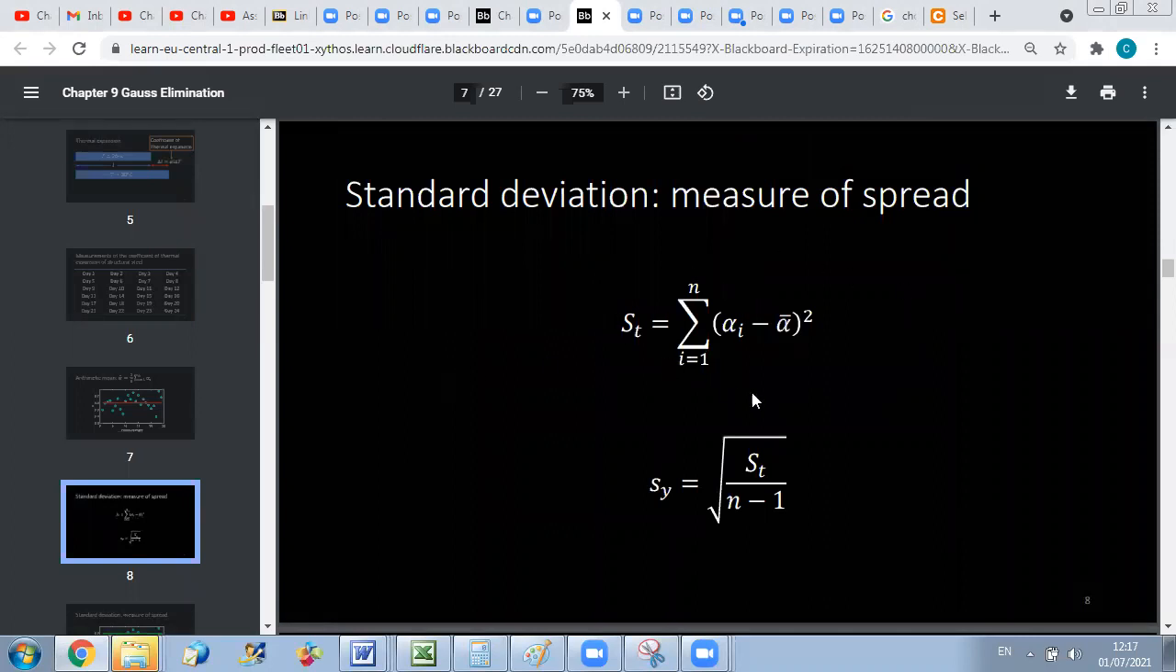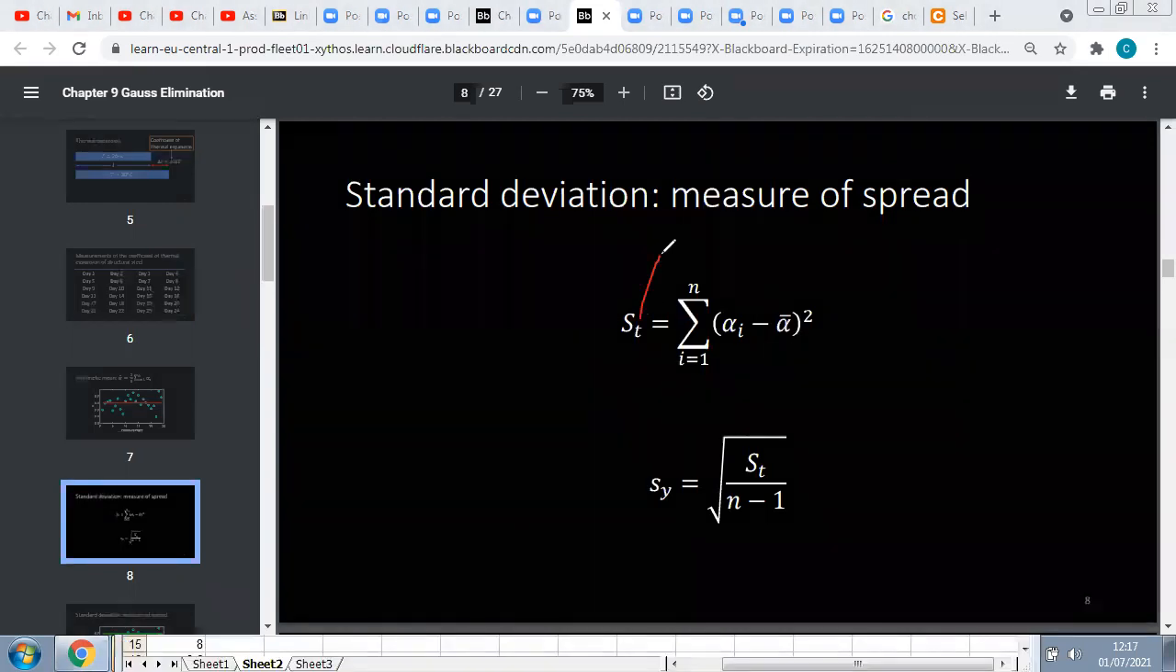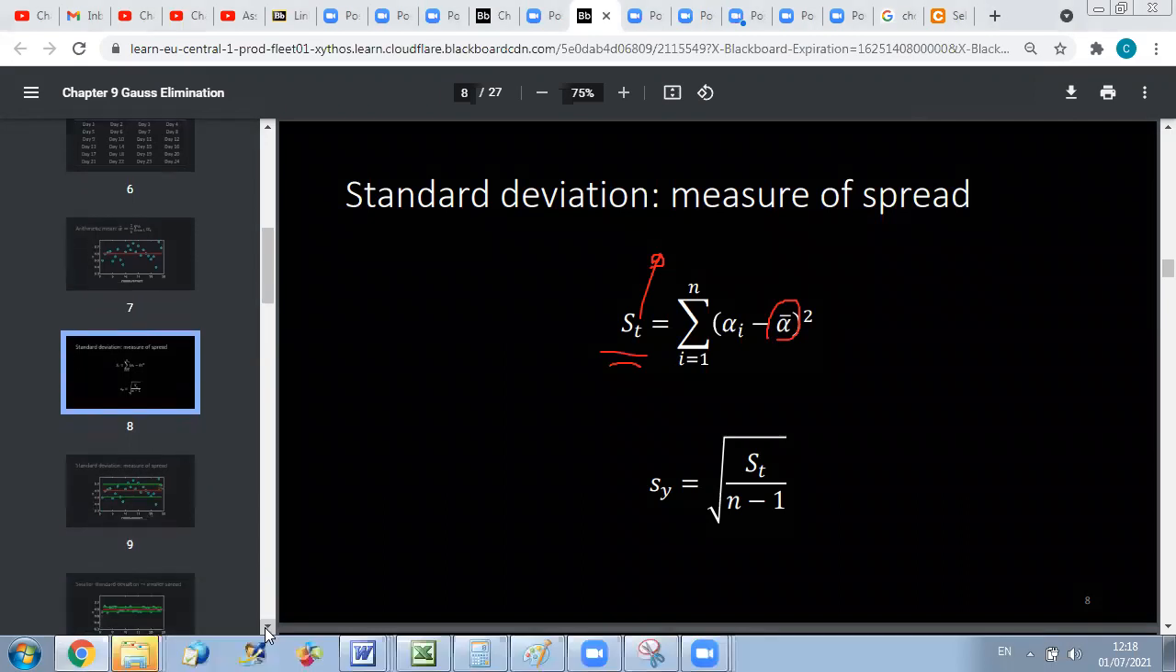Okay, the standard deviation is calculated as the summation from 1 to n of alpha i minus alpha bar squared. So the higher the standard deviation, the higher the deviation between the mean and the experimental data, and the lower the standard deviation, the more accurate my prediction of alpha is, because all measurements will lie within a small interval with alpha bar.